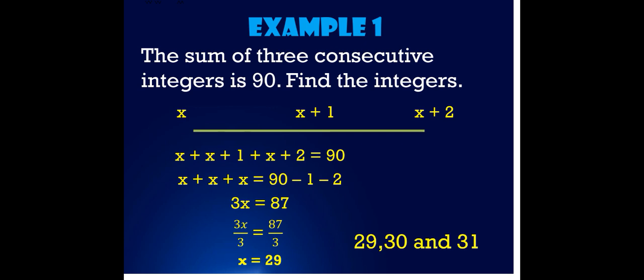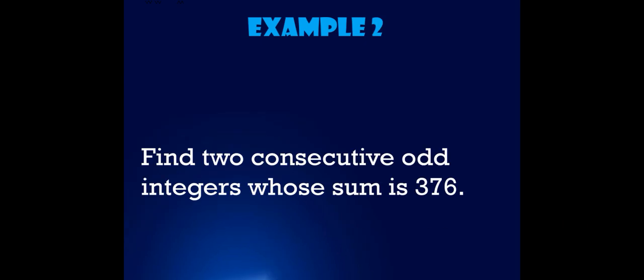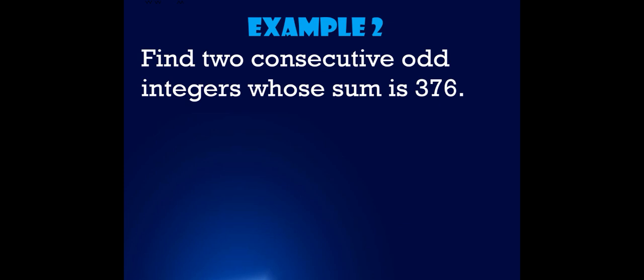Okay, the last part is to prove. To prove it, we add: 29 plus 30 is 59, plus 31 is 90. So, therefore, our answer is correct. Next, example number 2. Find 2 consecutive odd integers whose sum is 376.